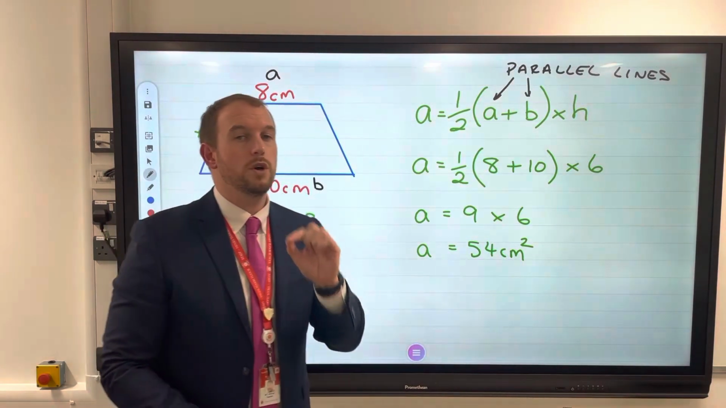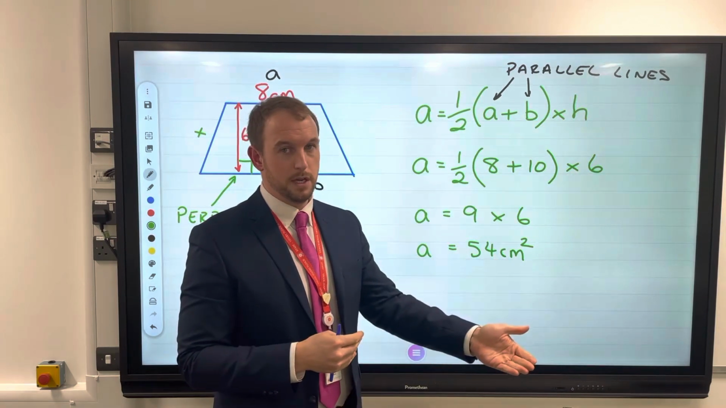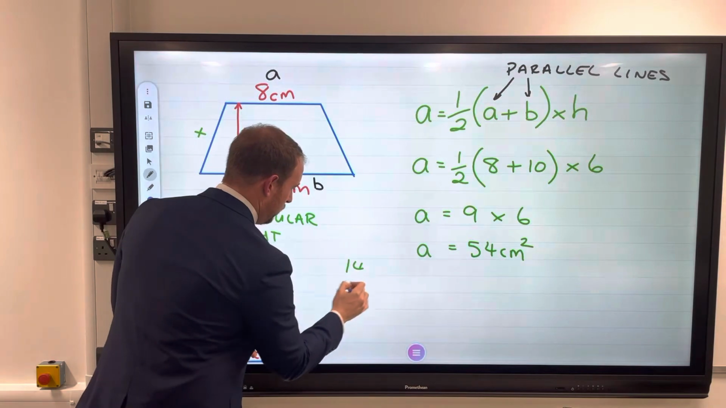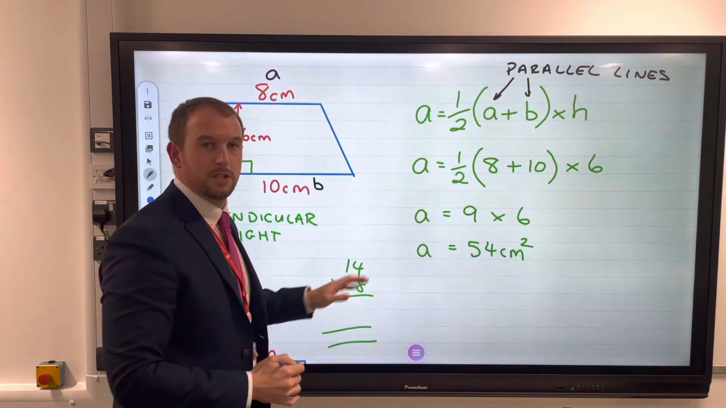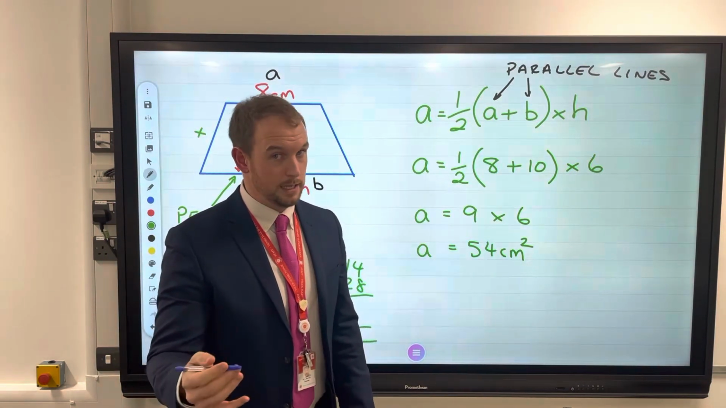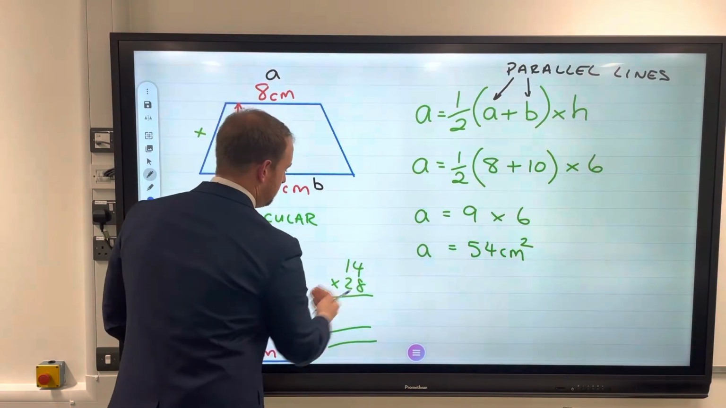Now you could have decimals, so you might want to use your other methods for multiplication. You might think of the method that looks like this if I had 14 times 28. You might use the box and grid method. You might even be able to use a calculator. But just bear in mind, some of these numbers do get nasty.